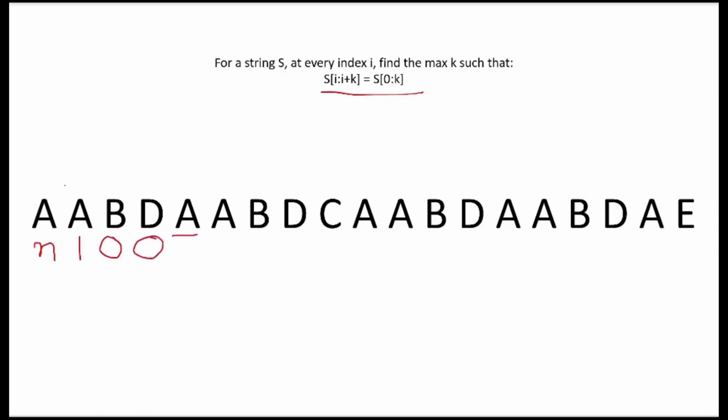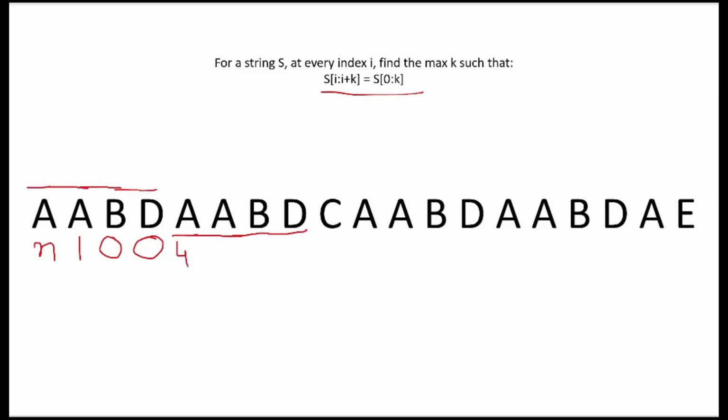Now here you'll see that A matches A, the next A also matches the next A, the next B also matches the next B, D also matches D, and then the next C is not matching. So we're getting a match length of 4.